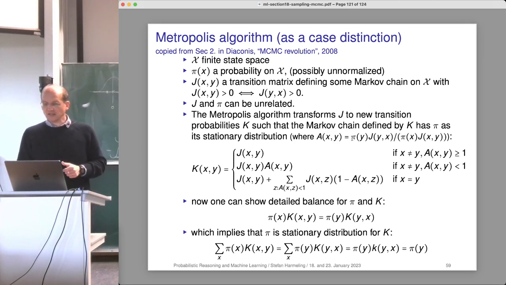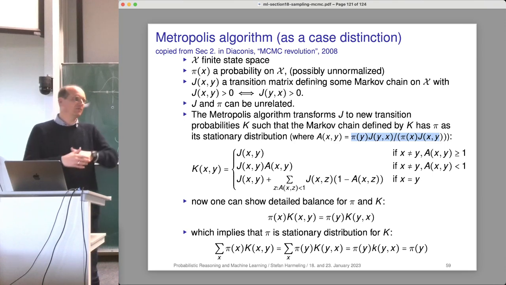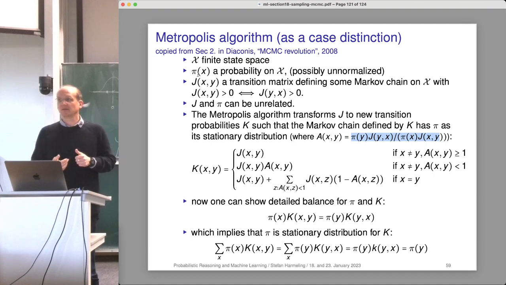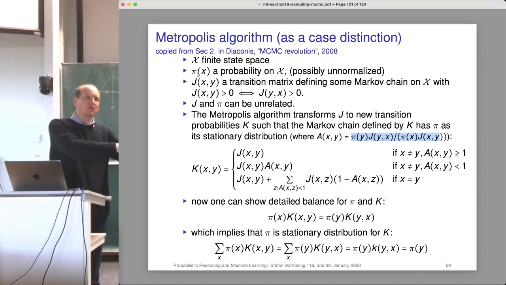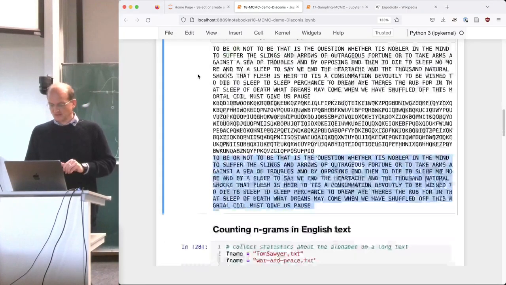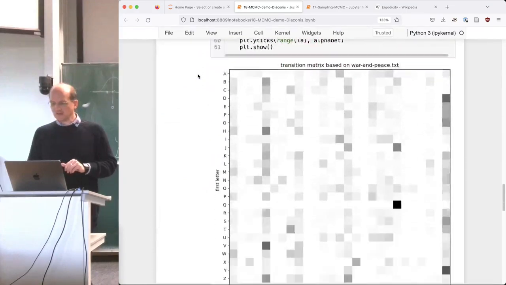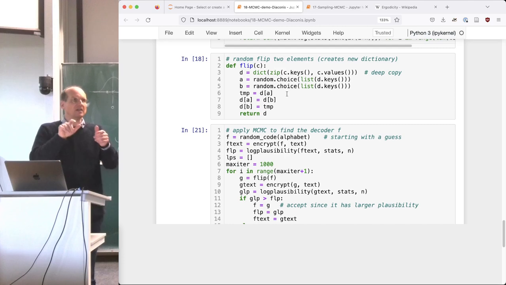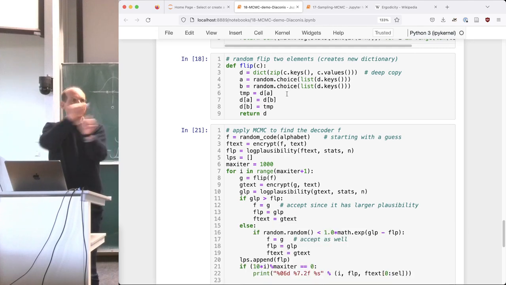Why is it good to calculate it? Because then I can calculate my acceptance probabilities. And now what is my transition probability, my random jump? I'm just swapping two letters in my dictionary. So I'm randomly swapping letters, and I see whether my pi of x gets more happy or not. And sometimes I'm also going downhill. So that was the n-gram thing and the plausibility. And the random flip is just taking two entries in my dictionary and flipping them.